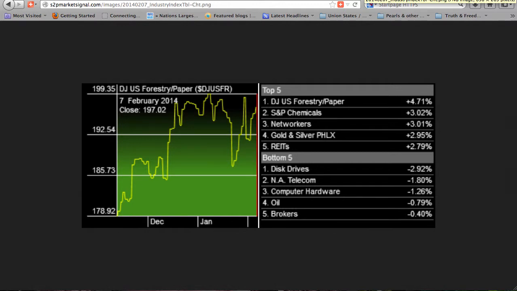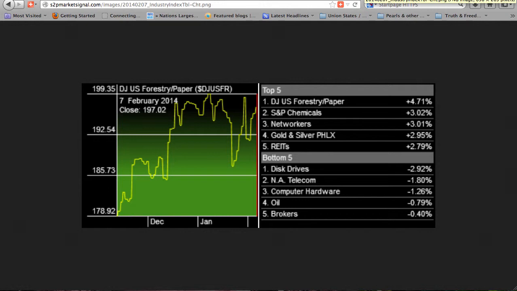All of the top 5 industries are positive and all of the bottom 5 are negative. Bullish, REITs remains in the top 5. Networkers has re-entered the top 5. S&P Retail has left the bottom 5. Oil has entered the bottom 5. Banks has left the bottom 5. Bearish, brokers remains in the bottom 5. Disk drives has entered the bottom 5.